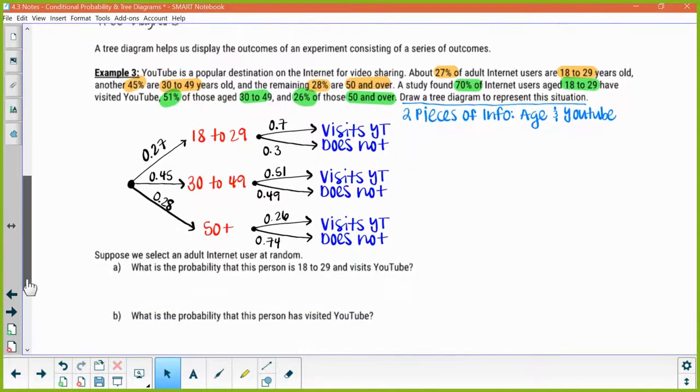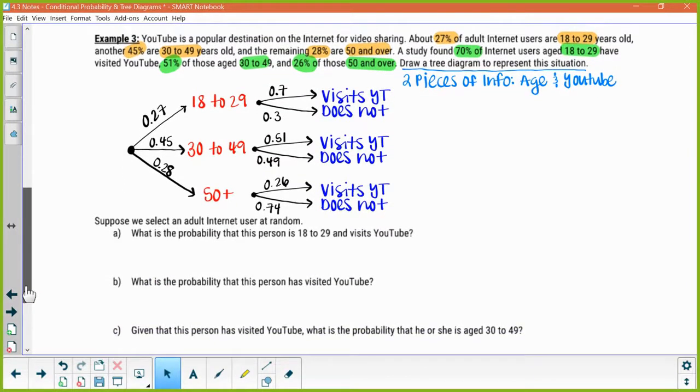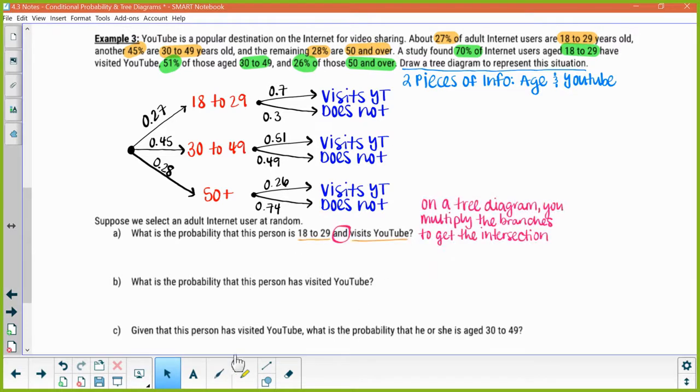A lot of the times as we go into probability, a naked answer, meaning an answer with no support, typically will not get you full credit. They want to see where your thought process is coming from. So, part A, what is the probability that this person is 18 to 29 and they visit YouTube?